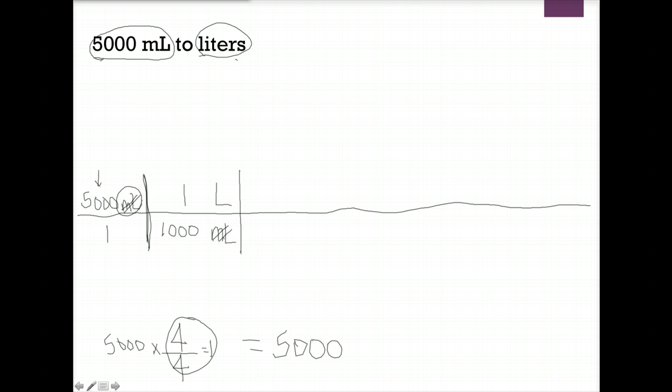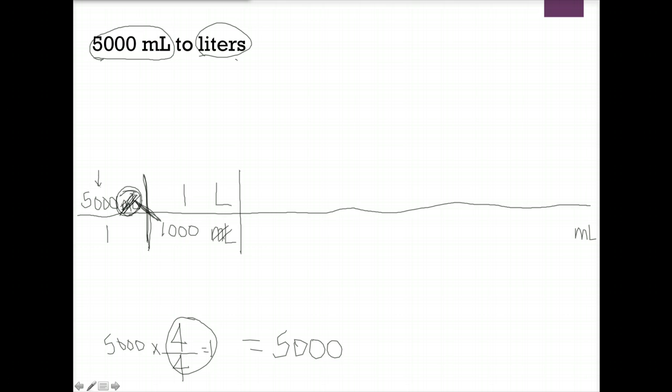And it doesn't have to be right next to each other. Okay, you can have milliliters here on top of the line, and then way over here somewhere you can have it on the bottom of the line. And as long as one of these that's on top can cancel with one of these that's on bottom, it doesn't have to be directly beside it. Okay? All right. And I'm going to show you an example of that in just a minute.